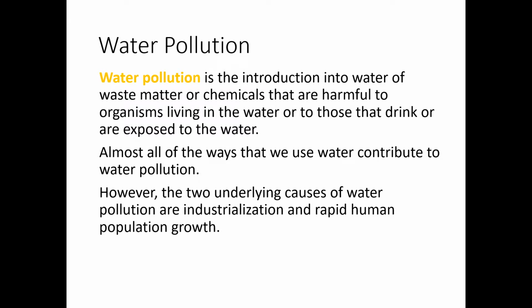So water pollution, the formal definition, is the introduction into water of waste matter or chemicals that are harmful to organisms living in the water or to anyone drinking water that's exposed to it. Waste matter is like your poop, animal poop, that kind of stuff. Chemicals are mainly things like fertilizer, pesticides, or even chemicals that companies will dump illegally into water. And really, almost anything that we do as humans can potentially contribute to water pollution.